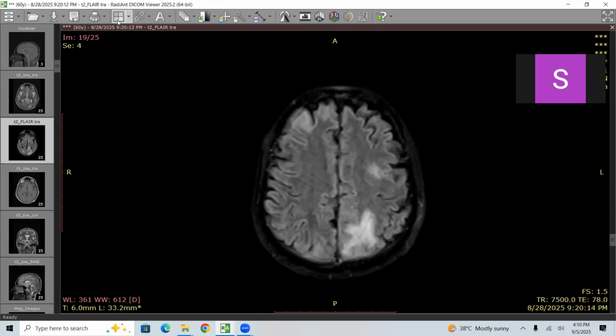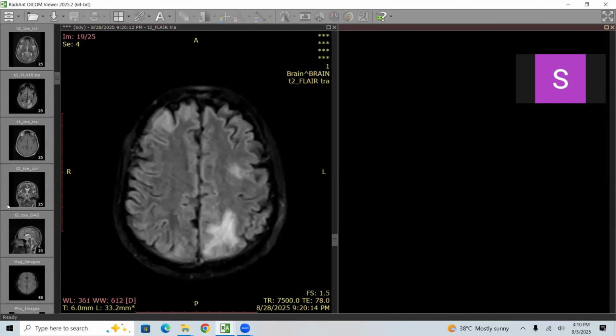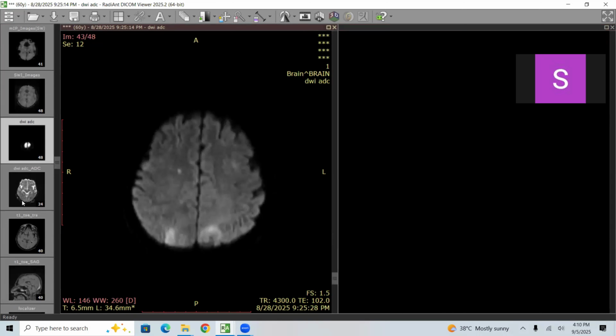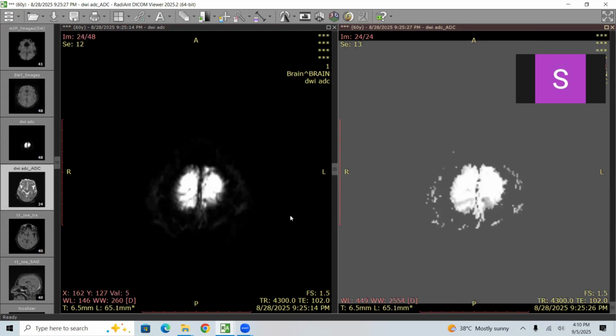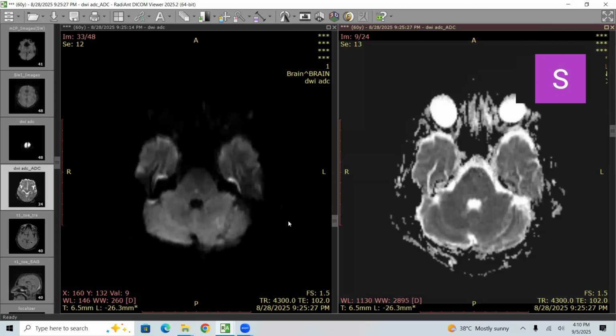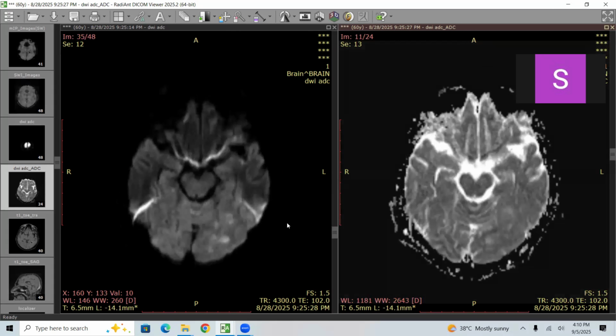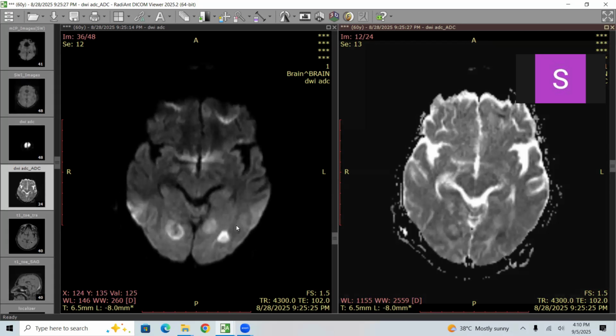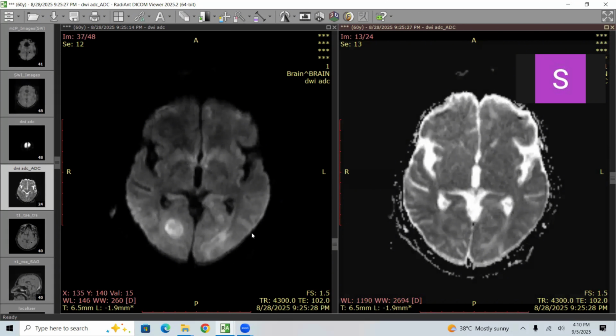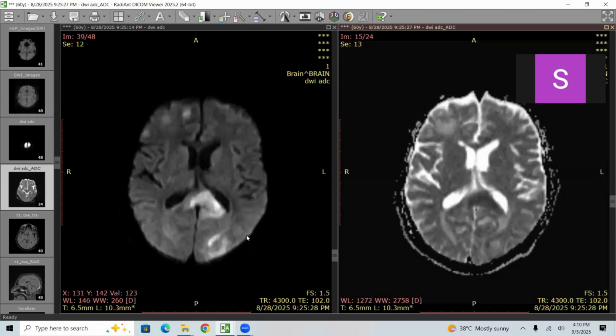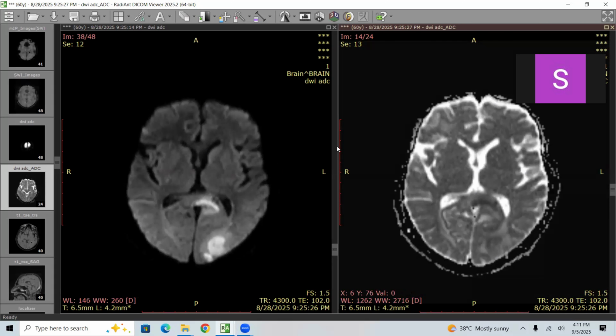But before that, I want you to have a look at the diffusion restriction and describe the pattern of restriction. Please start scrolling. All right, so I can see that there is a diffusion restriction noted in the lesions in the posterior parietal lobe, in the occipital lobe also, and in the splenium of corpus callosum, showing significant diffusion restriction. However, some of the lesions do not show diffusion restriction.